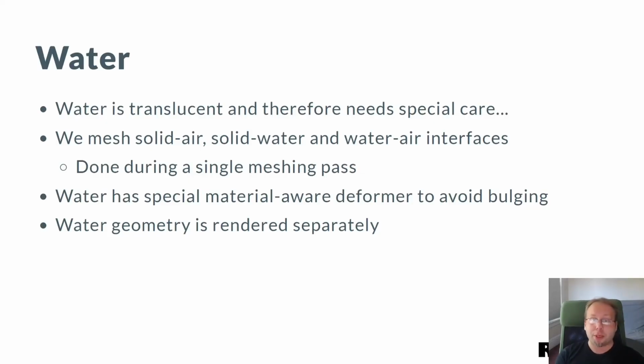So to make water work, we really have to mesh the interfaces between solid air, solid water, and water air. Solid water is important for underwater rendering, and then water air is important for actually drawing the outer surface of the water. And all of this can actually be done during the same single meshing pass, which is really nice because it doesn't cost much more performance to extract water geometry as well as solid. Instead of 2-color solid air, we just use 3-color solid water air. And whenever there is a difference between the colors on the interface between two voxels, this is where we know that we need to place quads.